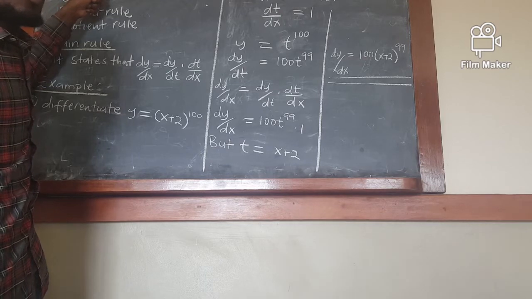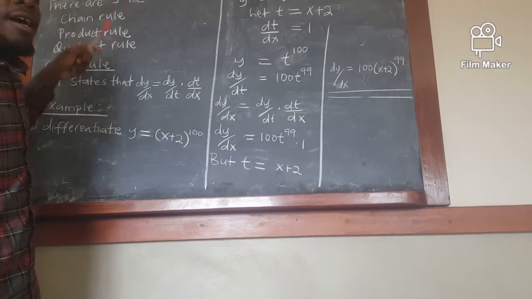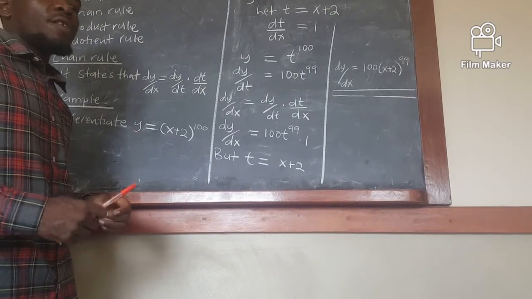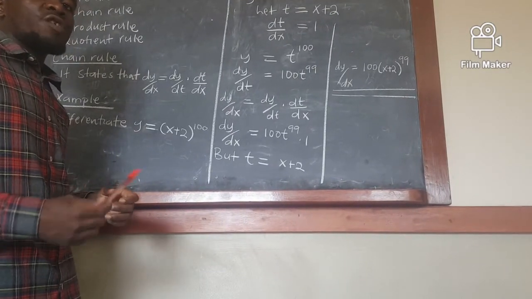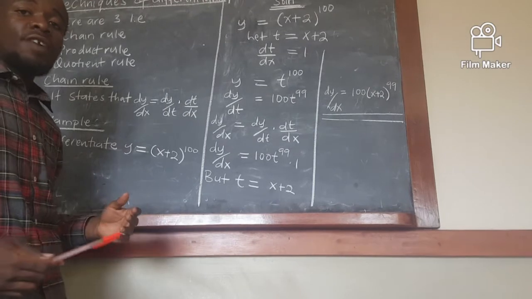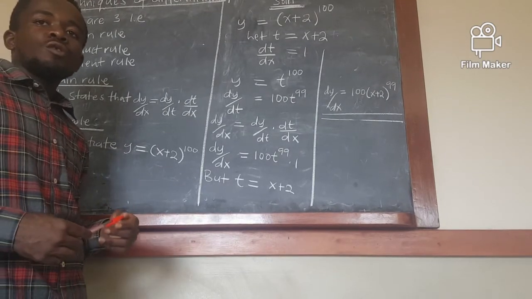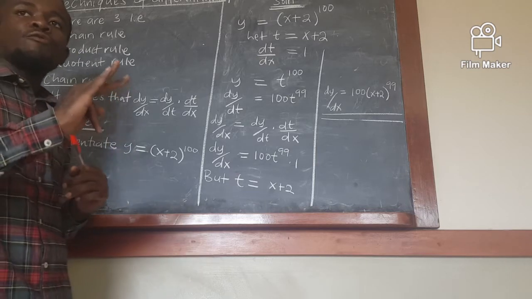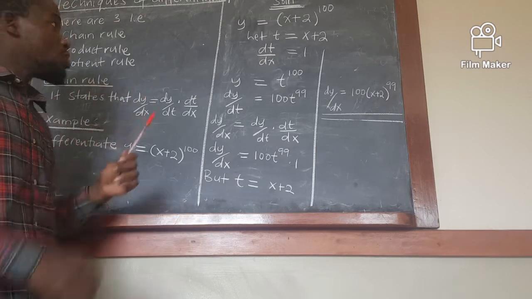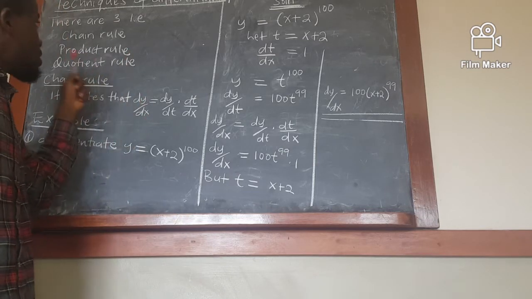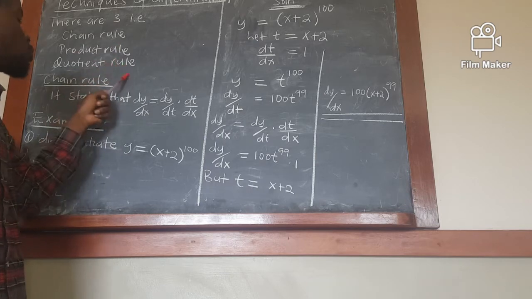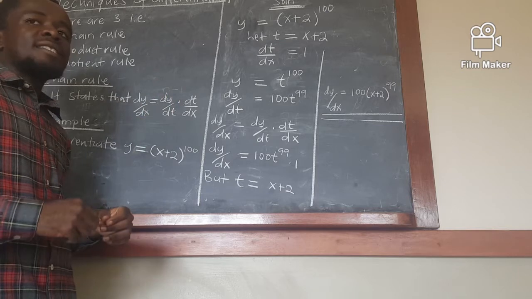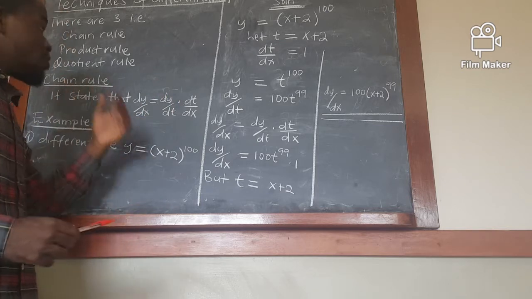Let's now go on by looking at differentiation, and today we are going to look at the techniques of differentiation. When we talk about techniques of differentiation, we are talking of the various techniques we use to differentiate functions, otherwise to find the gradient function of different functions. There are majorly three techniques in differentiation. We have the chain rule, product rule, and the quotient rule. There are basically three of them. Let us start with the chain rule.